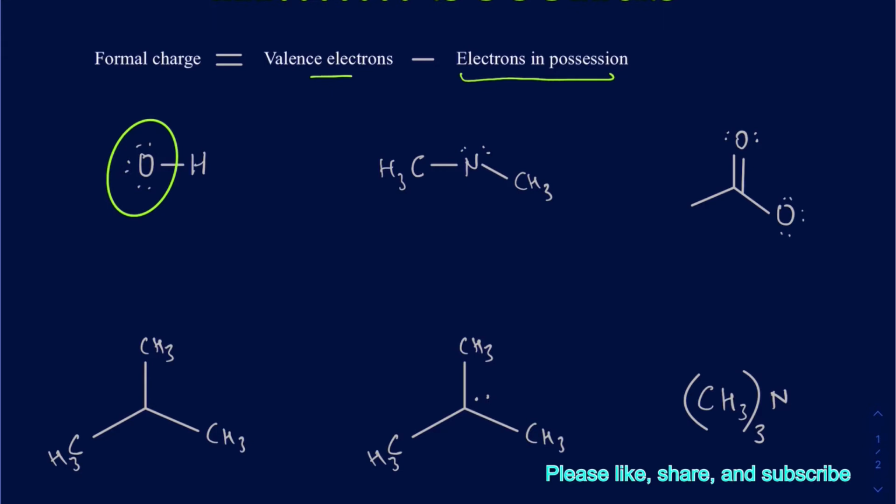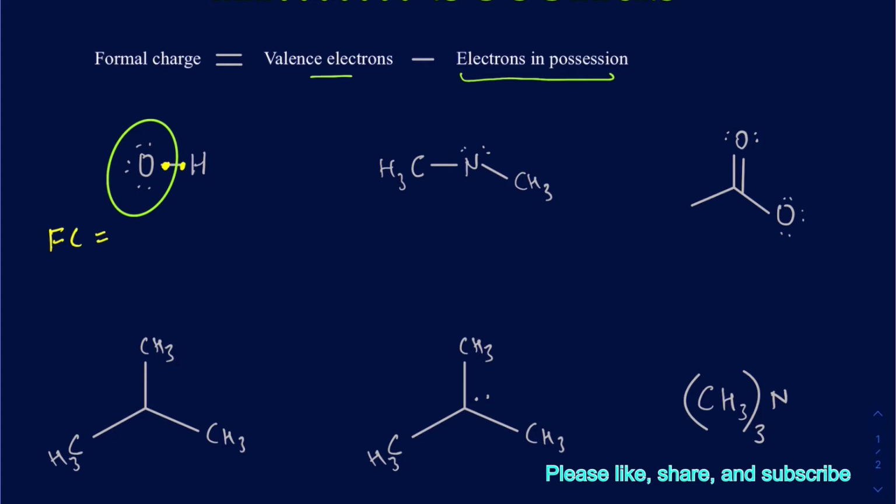Obviously your lone pair is going to be in complete control of the oxygen, but when we're looking at the bond, you're going to have one electron to one atom and the other electron is going to be to the other atom. That's how you want to think of it. Okay, so now I know the electrons in possession and the valence electrons for the oxygen. So let's go ahead and write that down here.